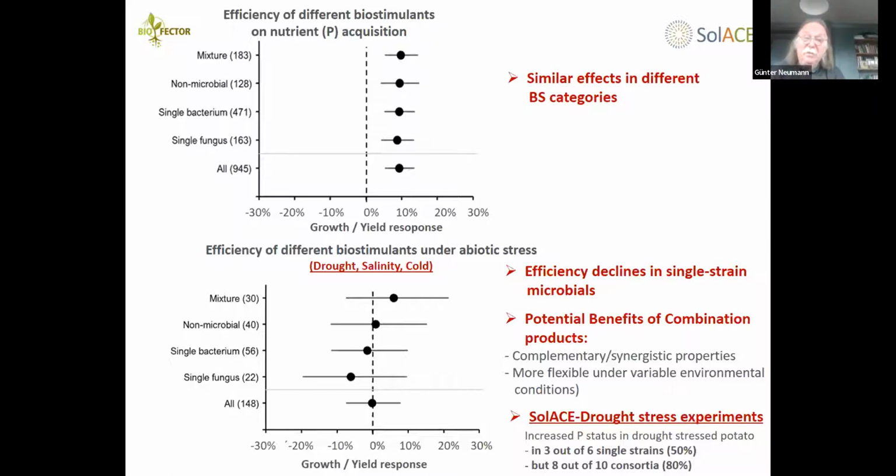And this was reflected also in the drought stress experiments under SolACE, in the preliminary screenings, where we had at the beginning 16 different single strains or strain combinations for the screening. And here we saw beneficial effects, for example, in potato on P acquisition in 3 out of 6 single strains, but in 8 out of 10 consortia. But here again, we see that this negative effect of stress conditions, probably particularly during the establishment phase, will negatively affect the final output.